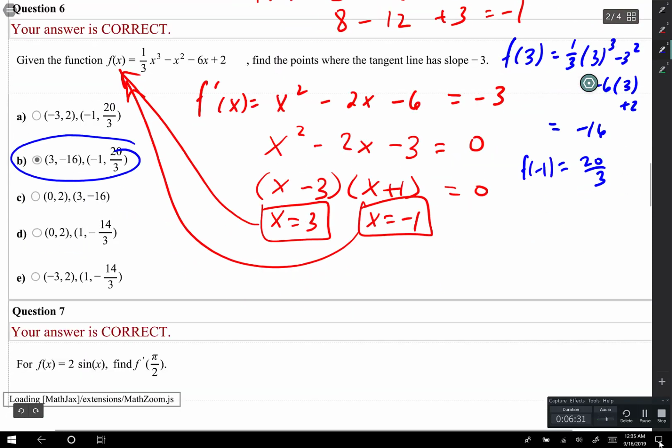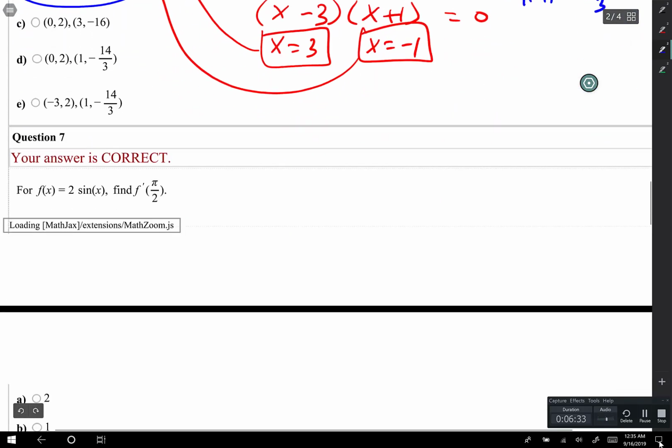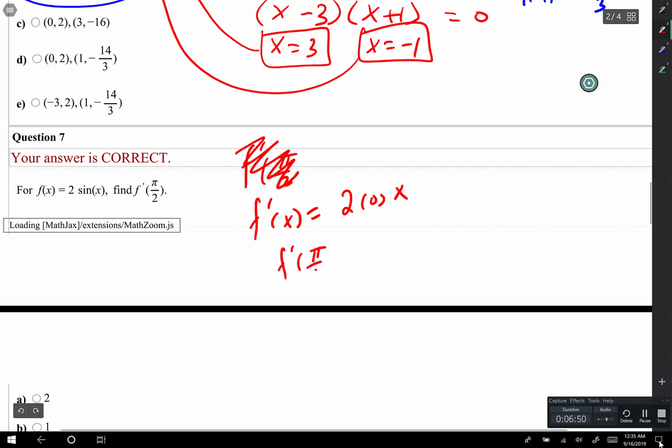All right, here we go. They want the derivative at pi over 2, so I'm going to write f prime of pi over 2. Well, first I got to take a derivative, right? f prime of x equals, the derivative of sine is cosine, so just write 2 cosine x. And now I'm going to plug in pi over 2.